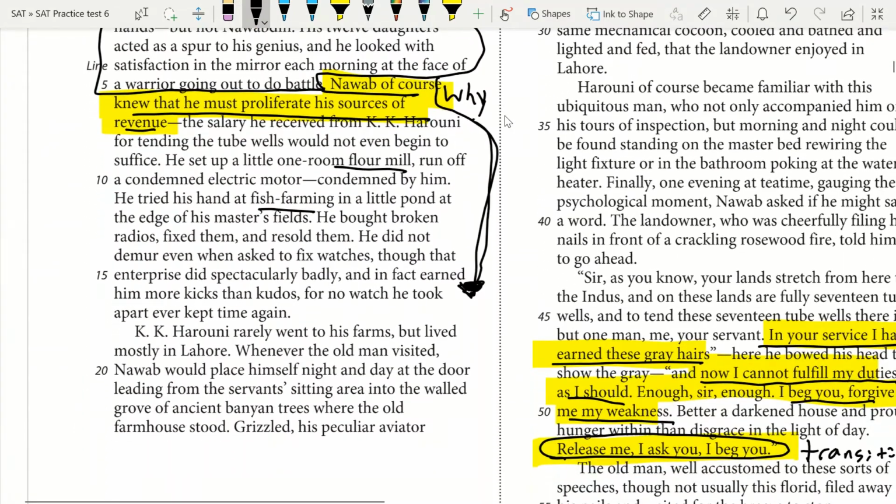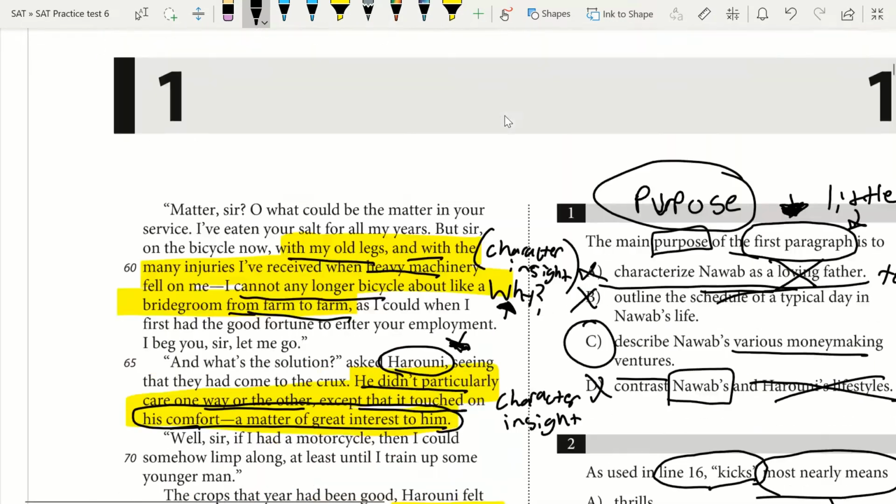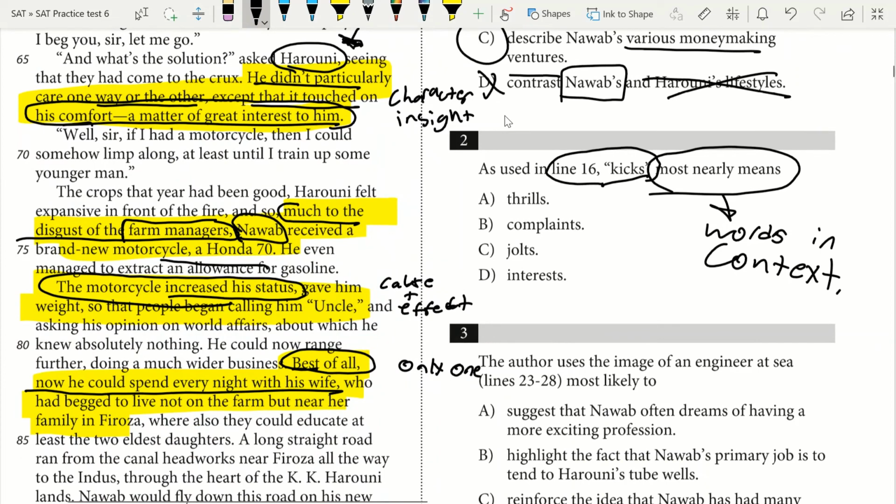So we got line 16, kicks. So we've got, he did not demur even when asked to fix watches, though that enterprise did spectacularly badly, so it means he wasn't good at it, and in fact earned him more kicks than kudos. Okay, in this case, kicks is contrasting kudos. We know kudos would be compliments, so kicks then would be something like complaints, right? Negative reviews, which are complaints. So we're really looking for the word complaints to mean kicks there, and we see we do have that, right?